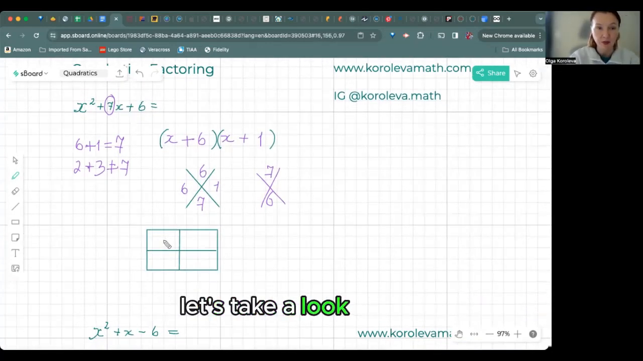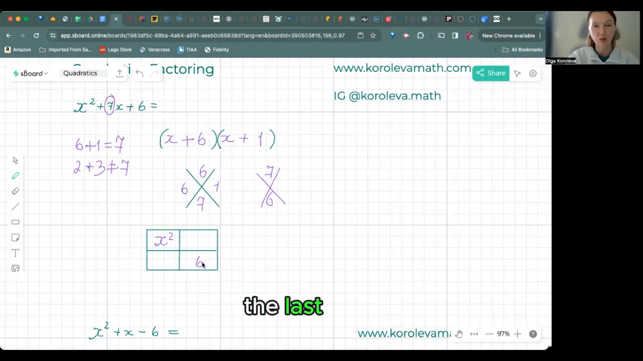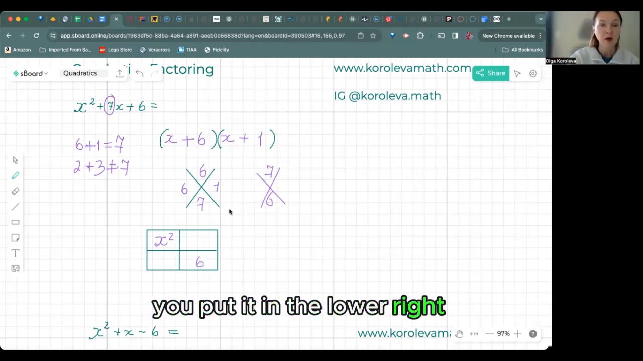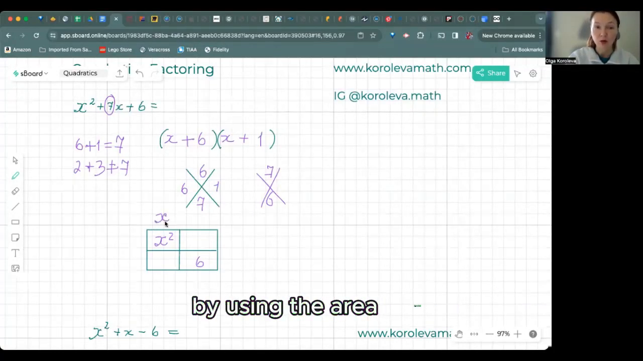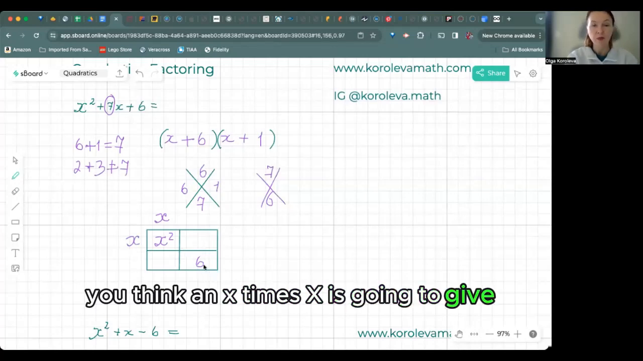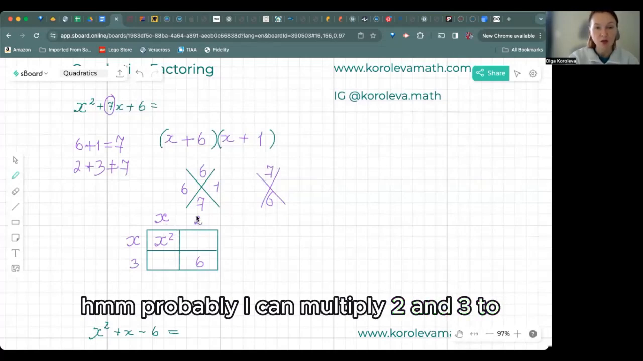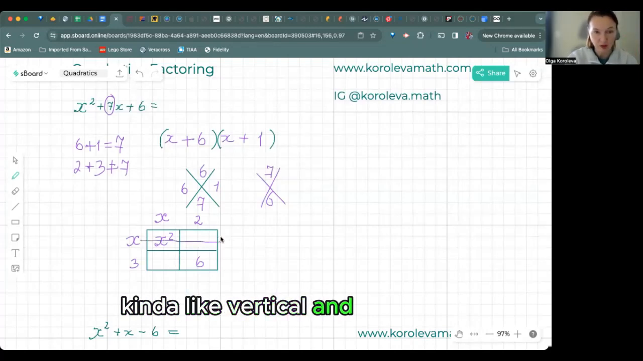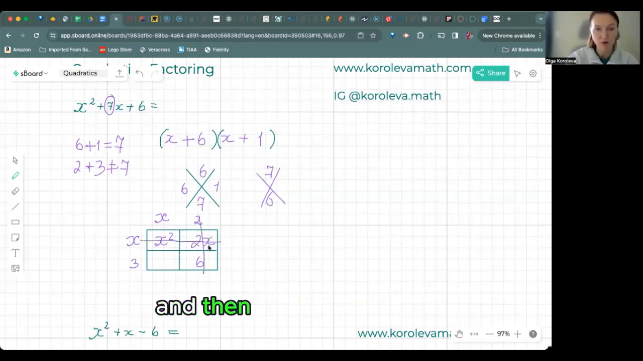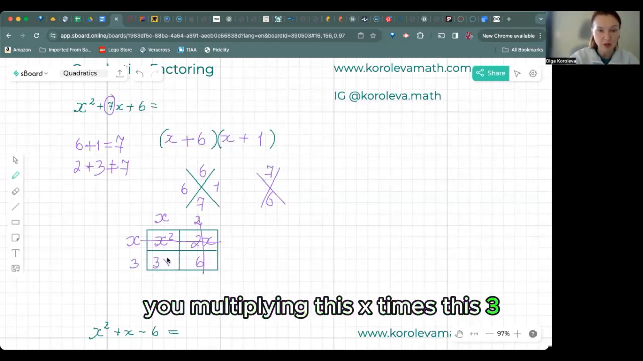Finally, let's take a look at the box. The box gets a little bit trickier. You have to put the first term x squared in the upper left box. The last term 6, you put it in the lower right box. And then you think about, how do I get x squared? Using the area model, an x times x is going to give me x squared. How do I get 6? Probably I can multiply 2 and 3 to get 6. So then you're multiplying this 2 times this x, kind of like vertical and horizontal, right? Like this and like this. And then you get 2x over here. To get a number over here, you're multiplying this x times this 3, you get 3x.